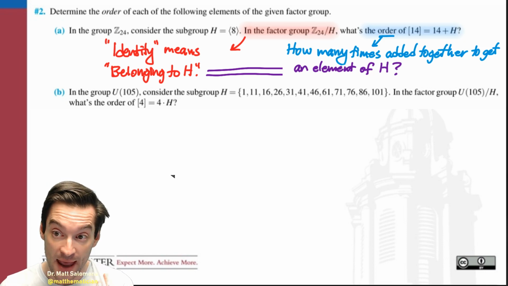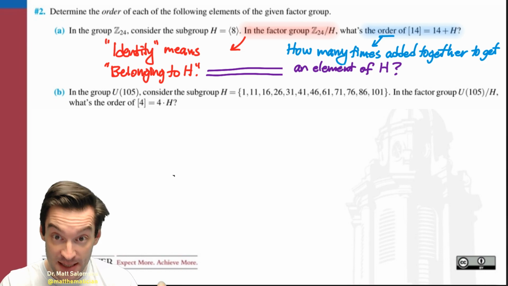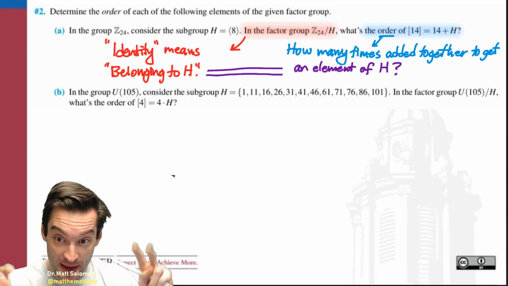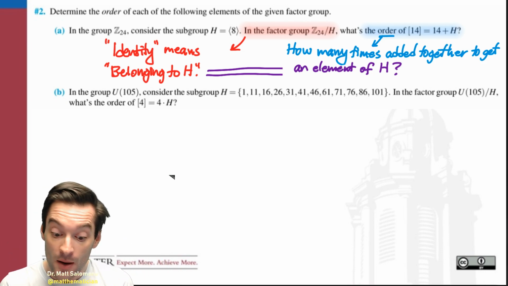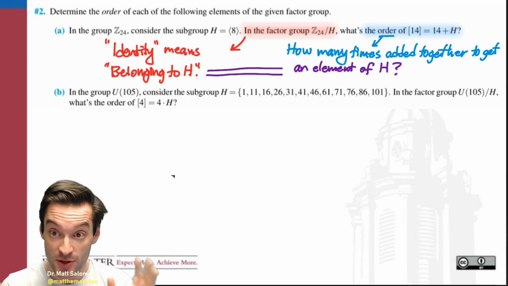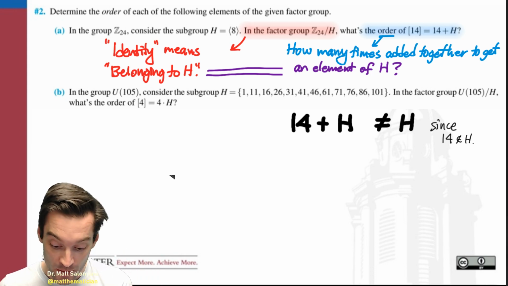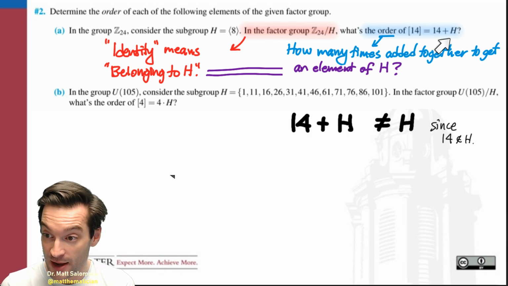How many times do I have to add 14 plus H to itself before the result lands me inside of H? Not lands me at the identity of Z24, but lands me at the identity of the factor group, which is the identity coset of H, in other words, which is the subgroup H itself. All right, so here's what this is going to look like. First of all, is this element itself the identity, 14 plus H? Well, based on what we know about cosets, we know the answer is no.